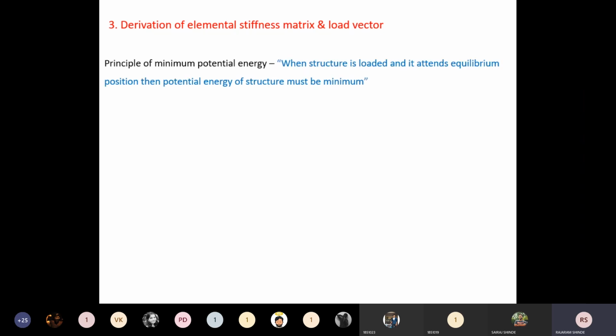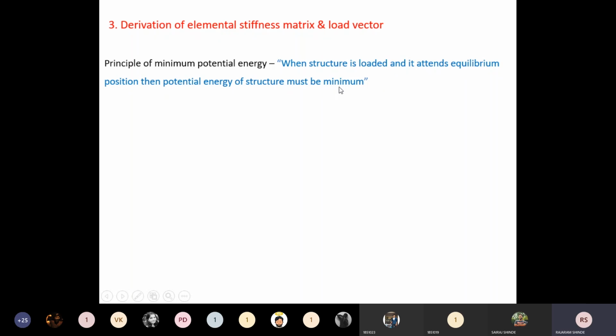After that we have started the derivation of elemental stiffness matrix. Now for elemental stiffness matrix, we have used the principle of minimum potential energy. The principle of minimum potential energy states that when structure is loaded and it attains the equilibrium position, then potential energy of the structure is minimum.